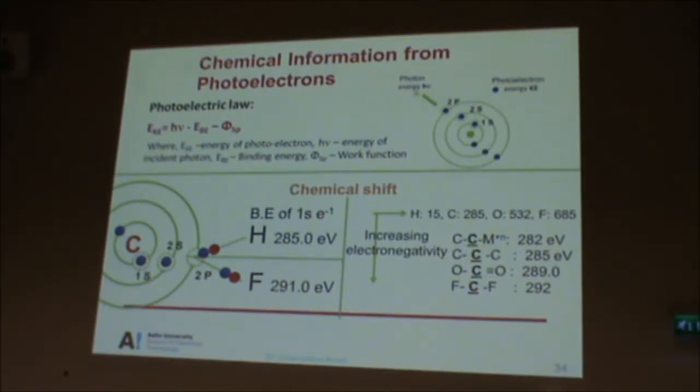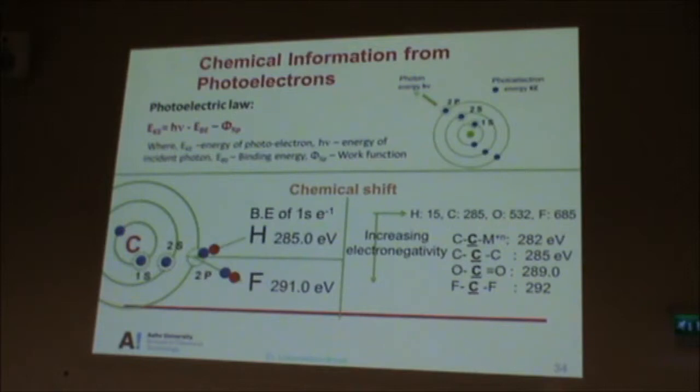Oxygen has 532. Fluorine has 685. So if you get a peak at around 285, that means the sample has carbon. If you get a peak at 685, it has fluorine. So this information gives elemental composition, and this gives, if you do an even more detailed analysis of the electrons that are coming out, you get even detailed oxidation state information.